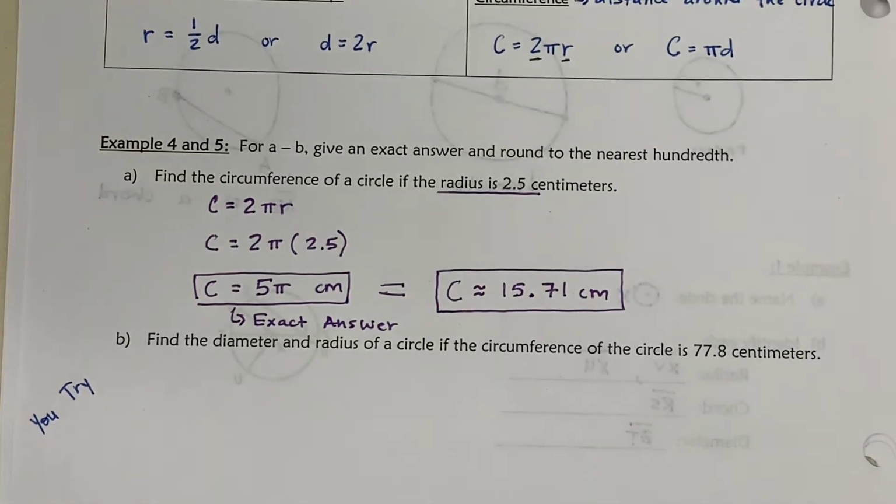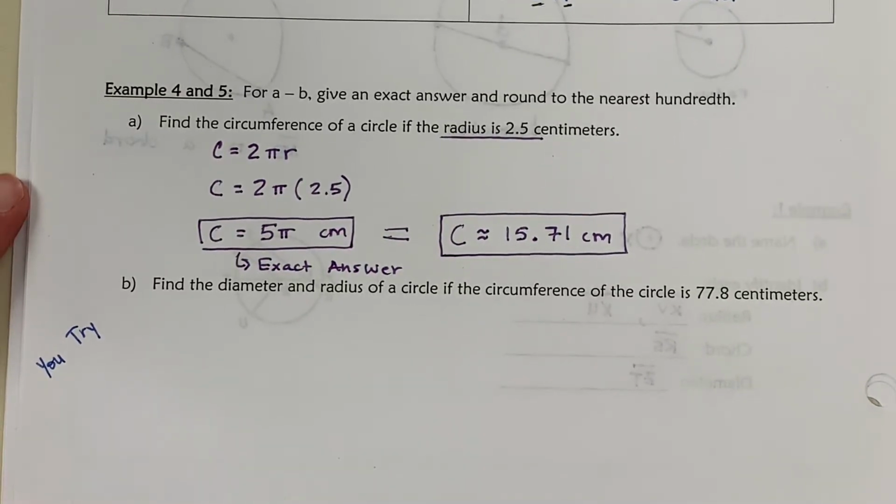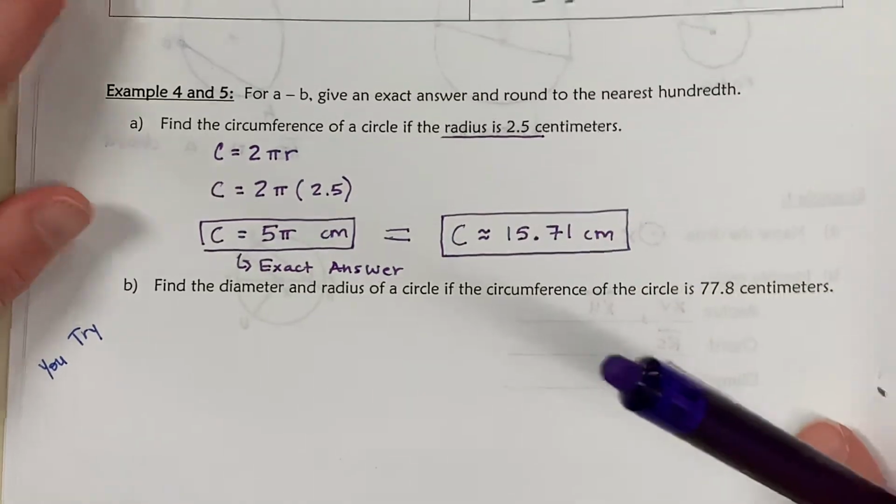I would like for you to try letter B. Find the diameter and radius of a circle if the circumference of the circle is 77.8 centimeters. Pause the video and try it. We will go through and check it in class. When you're ready, let's turn to the next page.